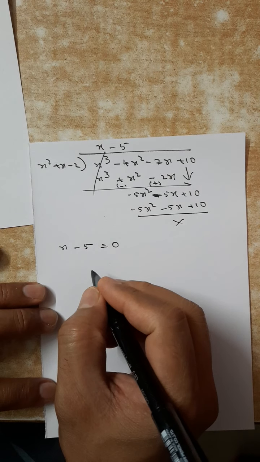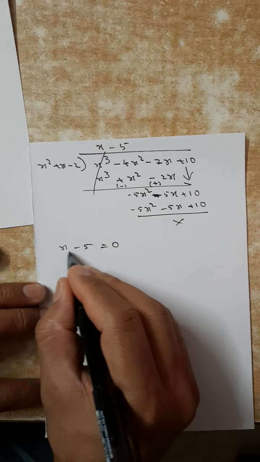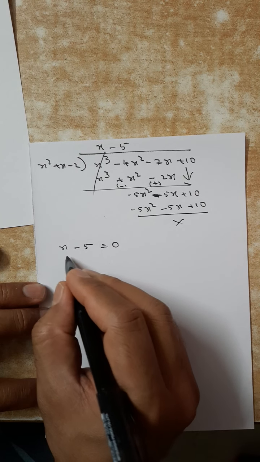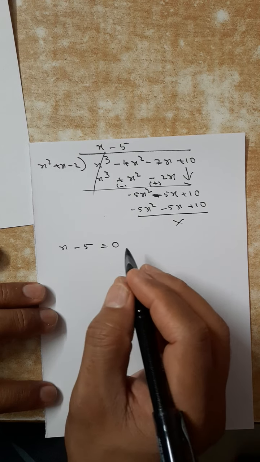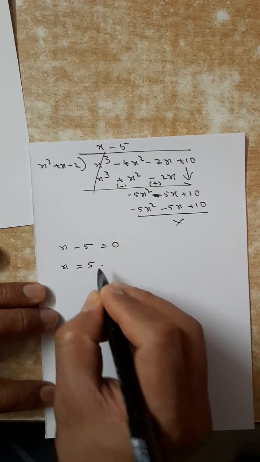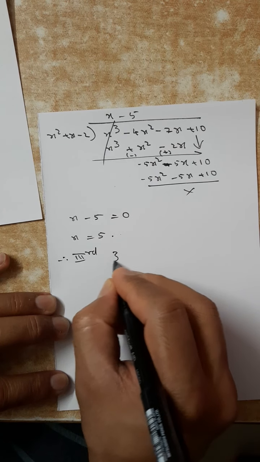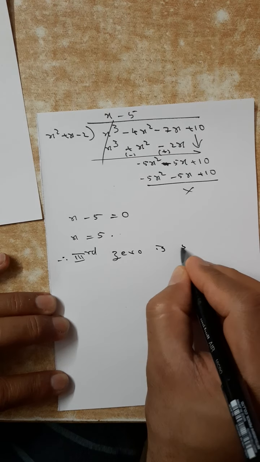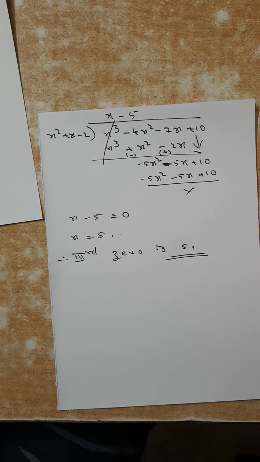I told you in the beginning, 3 zeros are needed. So we will equate it. This quotient itself is a linear polynomial now, because we need one more. 2 are already given, only one more we need. So we need not break it again. Already it is a small number. x minus 5 is 0, that is x equal to 5. So the third zero is 5. 3 zeros were needed. Third is 5.